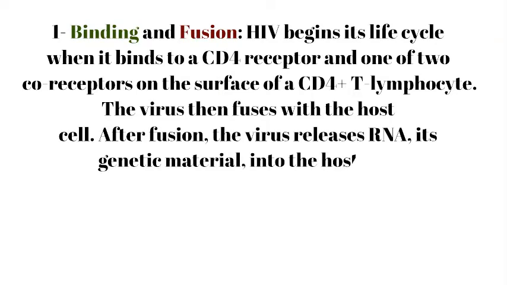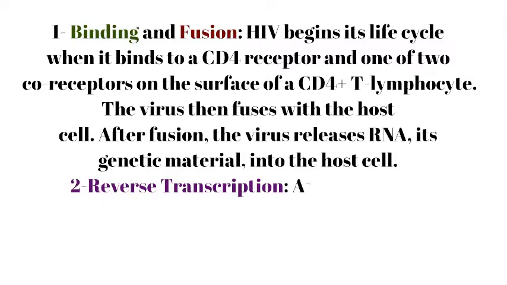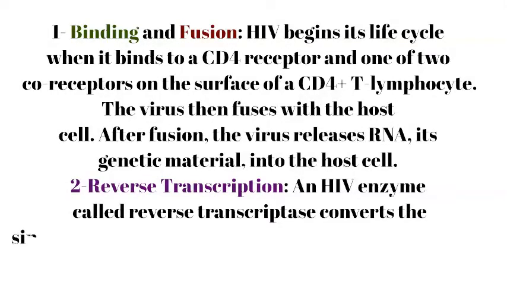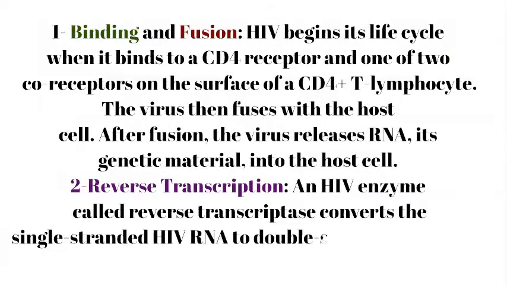An HIV enzyme called reverse transcriptase converts the single-stranded HIV RNA to double-stranded HIV DNA. This is done with the help of the enzyme reverse transcriptase. So when you're talking of reverse transcription, the enzyme reverse transcriptase plays a major role, so you're going to have a double-stranded HIV DNA. Then stage 3 is integration.